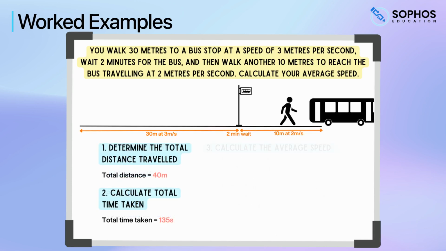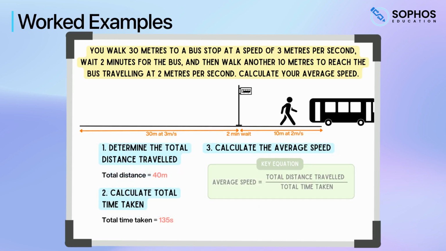Now we can find the average speed. We need to use the equation average speed equals total distance over total time, so 40 meters over 135 seconds, which is equal to roughly 0.3 meters per second.